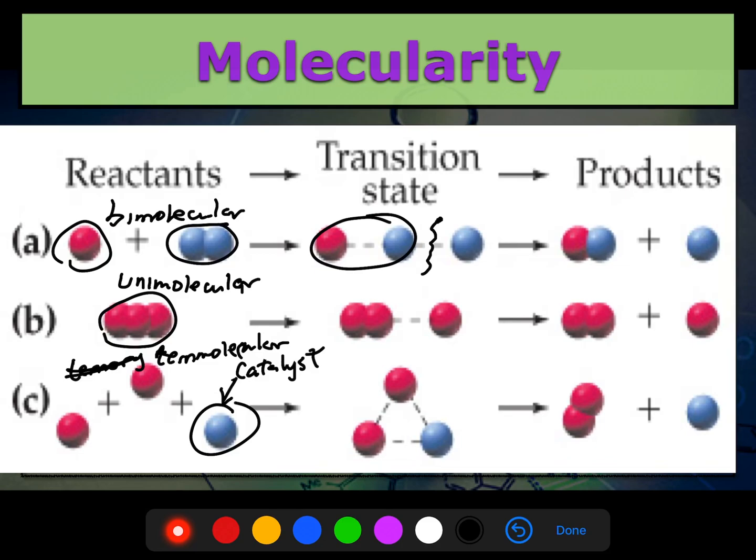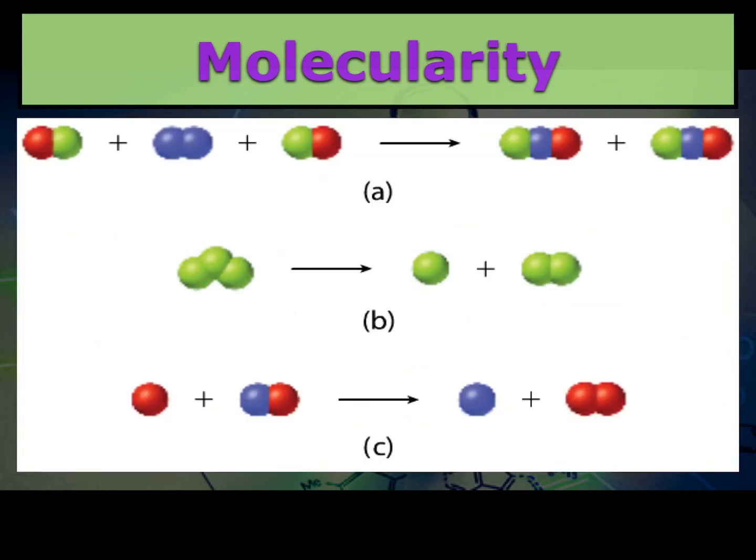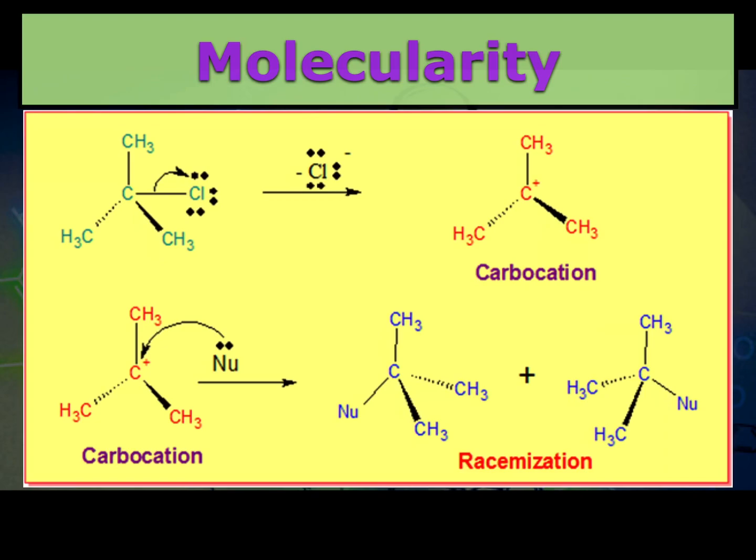Molecular collision. Okay, and so in terms of diagrams, they might say, well, here's a bunch of particle diagrams, reactants, transition state, products, which one represents unimolecular? And you would select B.